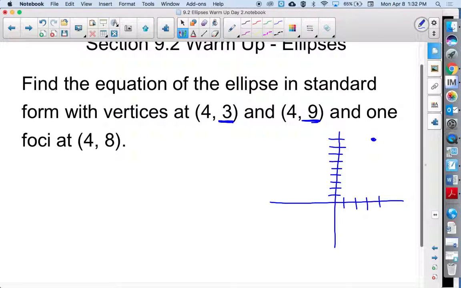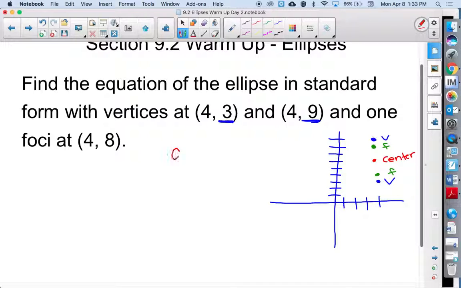But we can graph it as well. So at 4, 9, we have one vertex. And at 4, 3, we have the other. And then it says we have a foci, one of them, at 4, 8. So we would have another one down here at 4, 4. So if you have one at 4, 8, you have to have another one the same distance from the other vertex. So Brandon, what can we do with this information to get an equation? Well, the center would be 4, 6, because it's halfway between both foci and halfway between both vertices.